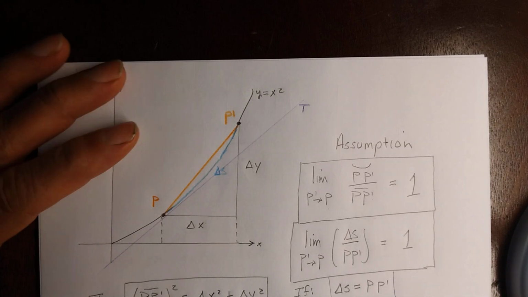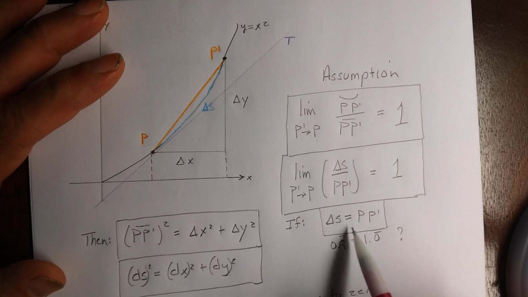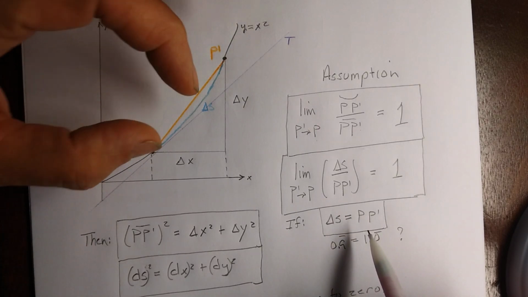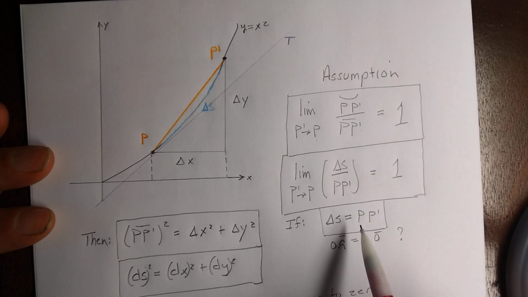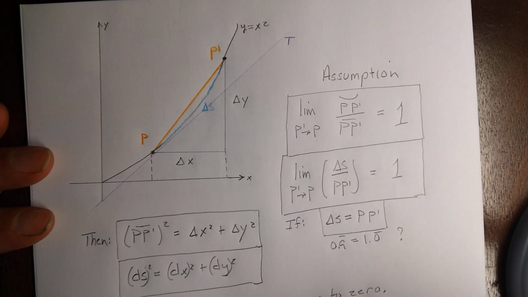Basically, what we're saying is that delta s is going to be equal to P to P prime. If you can zoom in on this curve close enough, Newton says that by all practical purposes, delta s and the straight line from P to P prime are going to be the same thing.